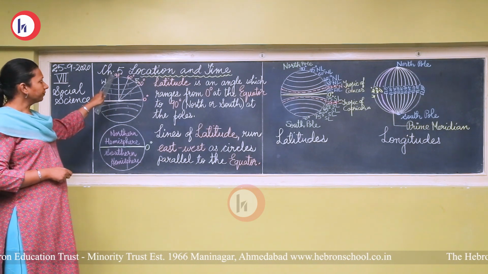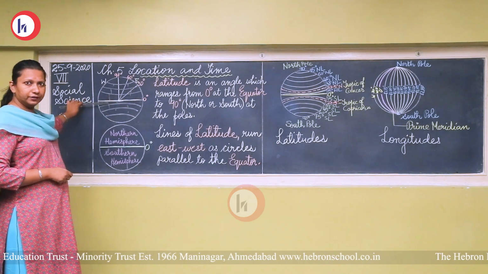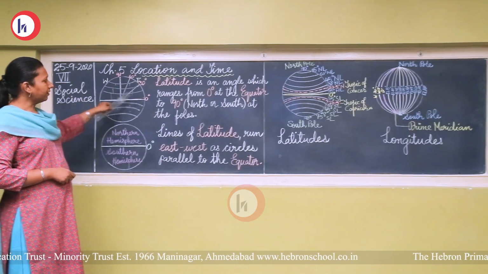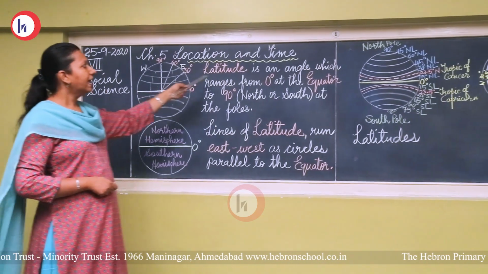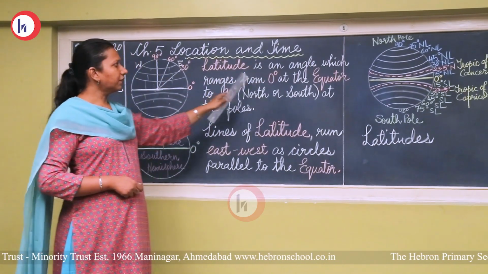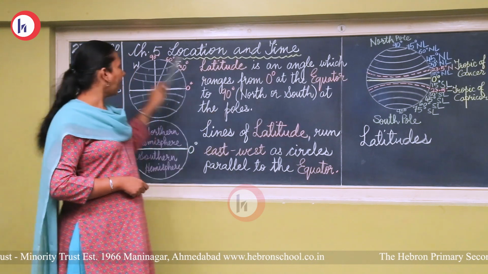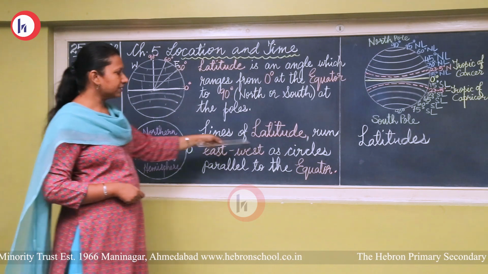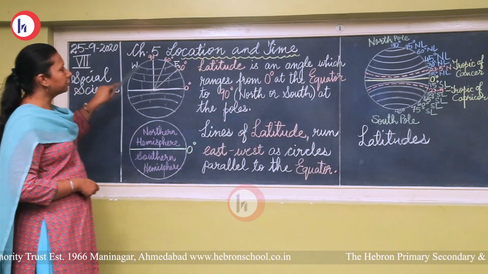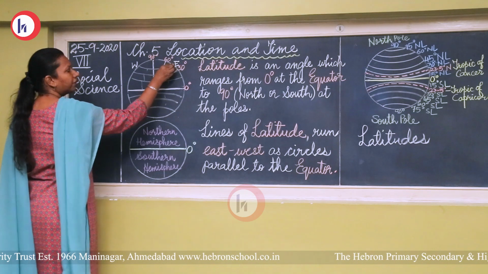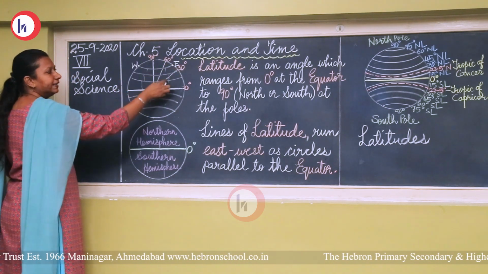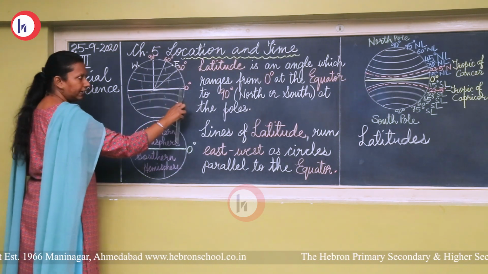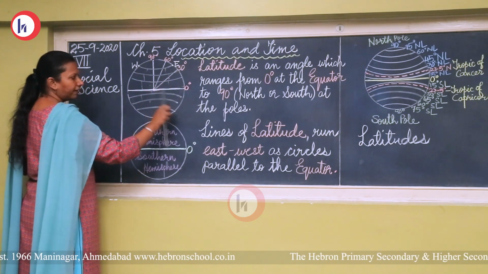Let us do an activity to understand what are latitudes. Now I have drawn a figure and I have drawn 0-degree equator. You can also do this on a piece of paper by drawing a right angle of 90 degree. Now what are latitudes? Latitude is an angle which ranges from 0 degree at the equator to 90 degree, either to north or to south at the poles. Now these lines of latitude run from east to west. So I have written they start from east and end to west. These are parallel lines.